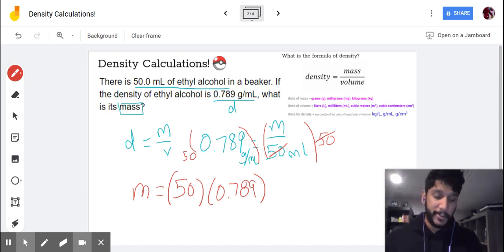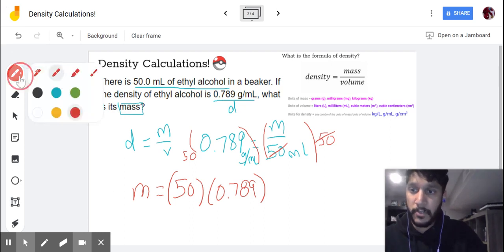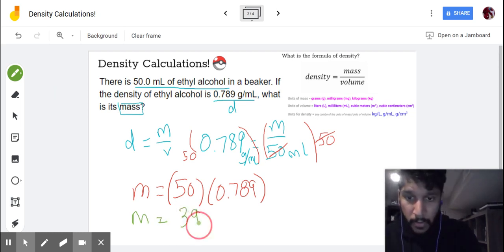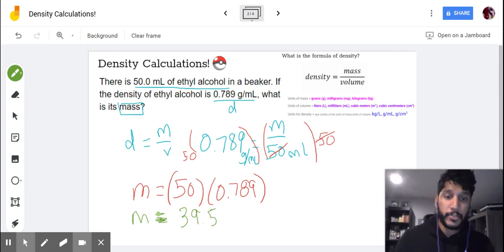So we're going to go ahead and plug into our calculator: 50 times 0.789. And we get our mass. Let's change colors here real quick. We get our mass to equal 39.5. All right, so mass equals 39.5.